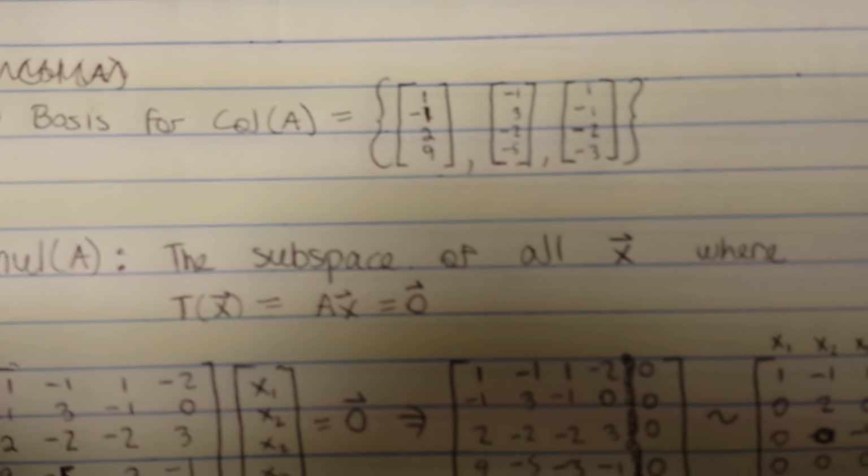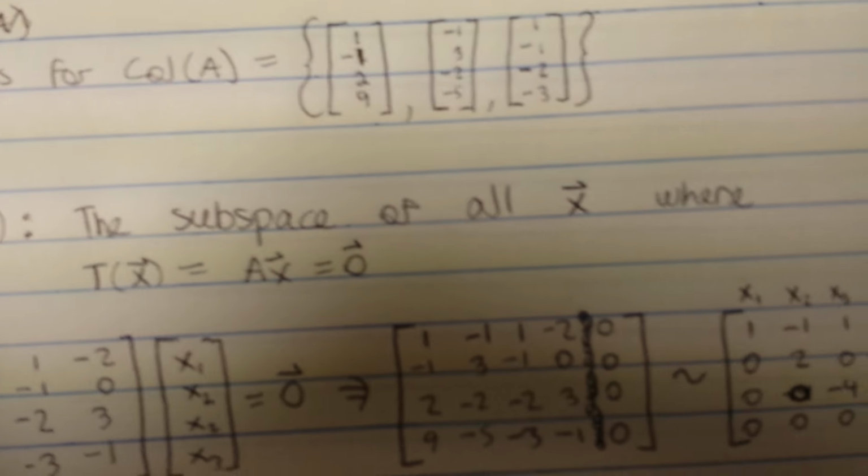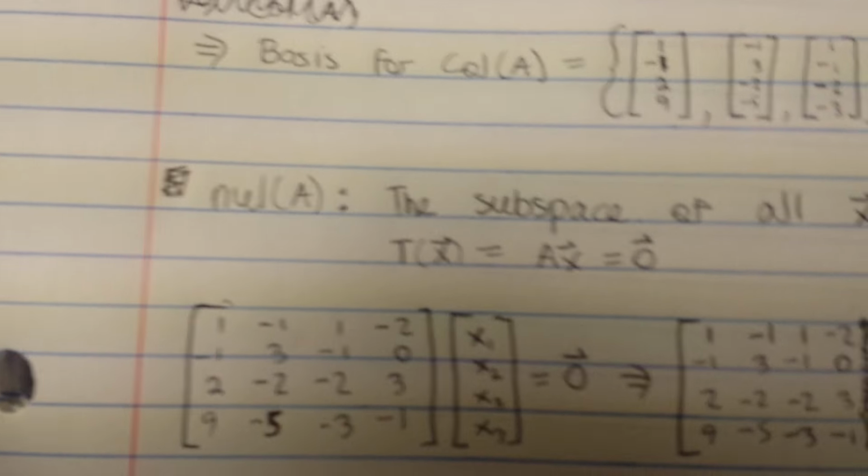Now the second part is, how do you find the null space of A? Well, the null space of A is basically a subspace for all x where the linear transformation of A times x is 0. So basically, when the matrix A times the vector x equals the 0 vector is true, all x values where this is true, that's the null space.